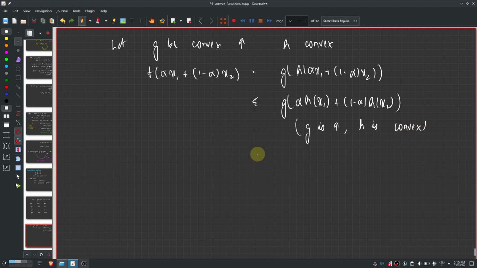Now you just use the property that g is convex. This is less than or equal to alpha g of h of x1 plus 1 minus alpha g of h of x2.